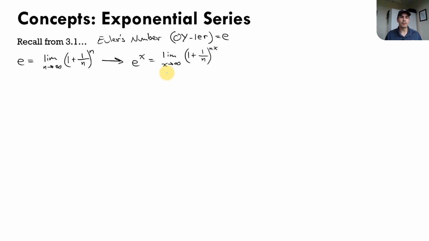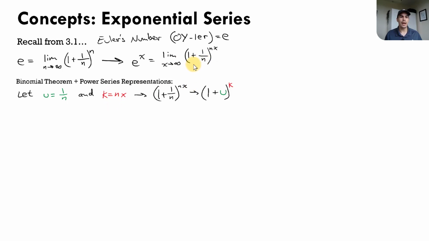So with that information recalled, let's look at our binomial theorem and our power series representations and come up with a generic formula to represent these exponential series. We're going to first start off with some u substitution. I've got 1 over n, and I'm going to set that equal to u. And now I've got xn, and I'm going to set that equal to k. So when I do that, this term right here becomes 1 plus u to the k.